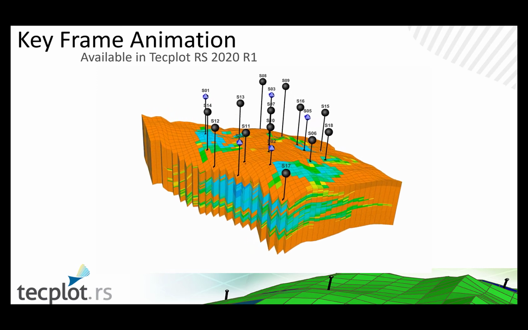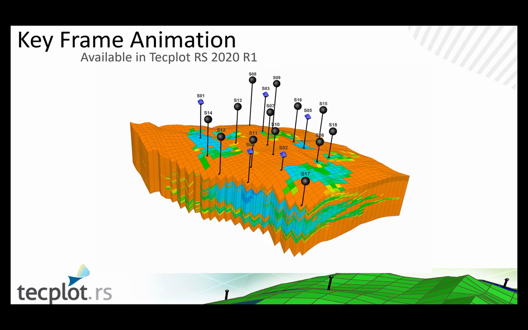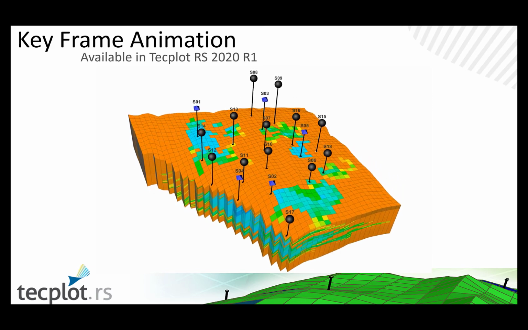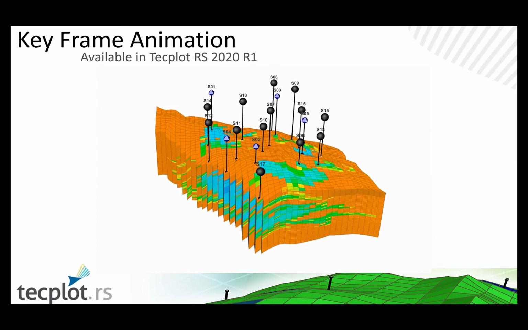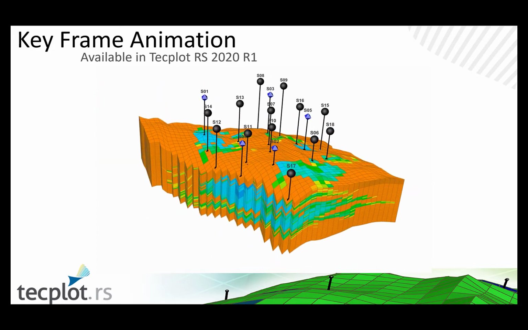The new keyframe animation feature in RS allows users to easily animate a smooth progression between two or more specified views. This will be available in the 2020 R1 release of Tecplot RS.